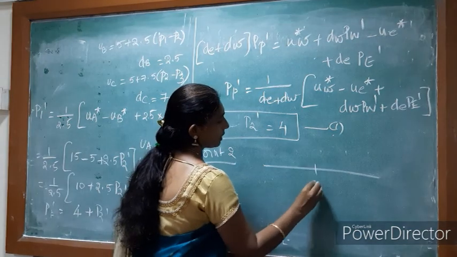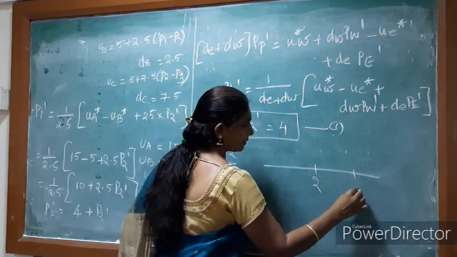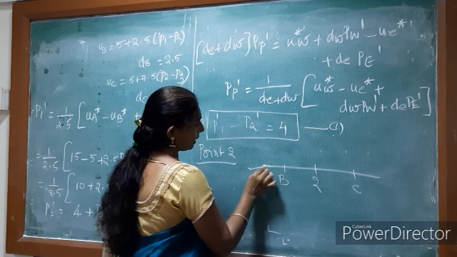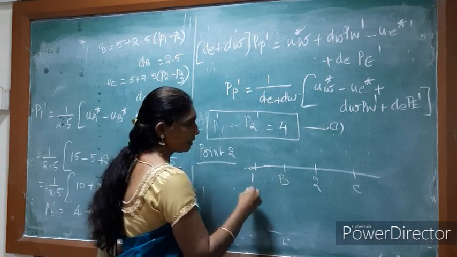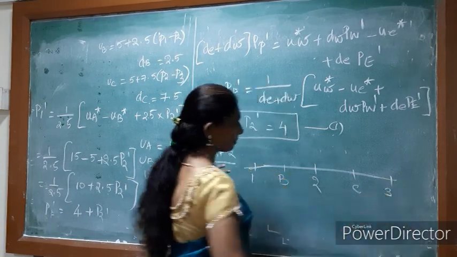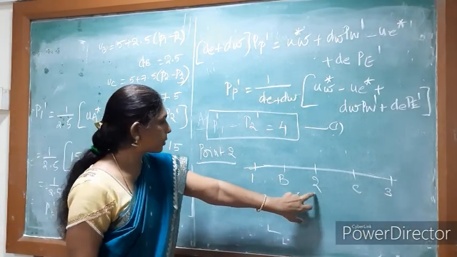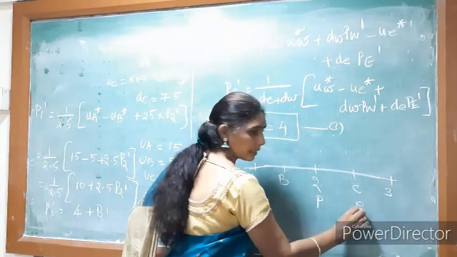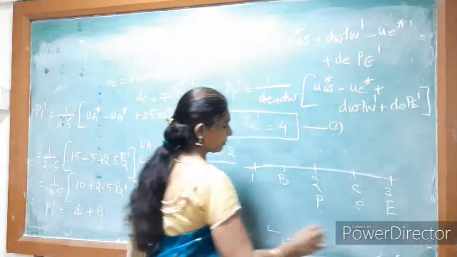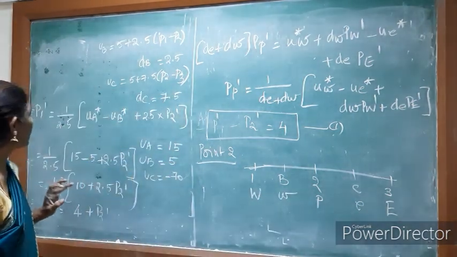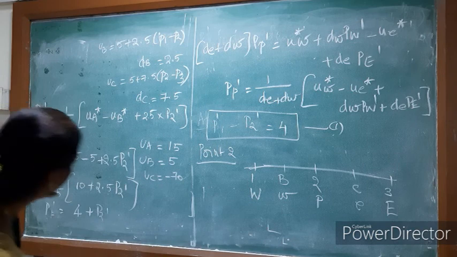So if this is our point 2, we have C on this side, we have B on this side, and beyond that we have again 1, and this side we have point 3, right? Now this is going to be our point 2, so this will be my P, this is small e, this is small w, and this is capital W, right? I'll erase this.